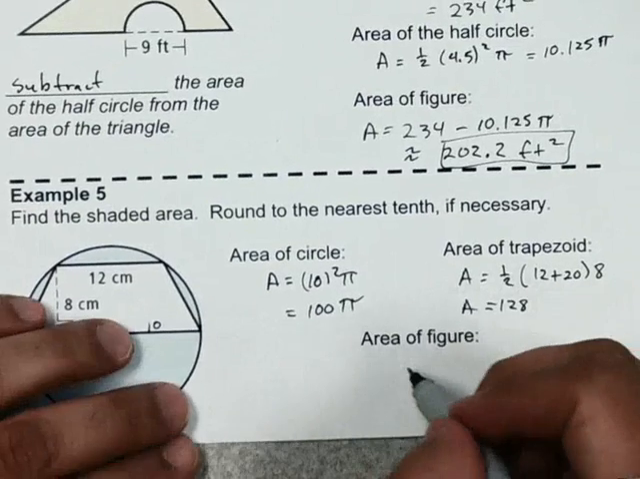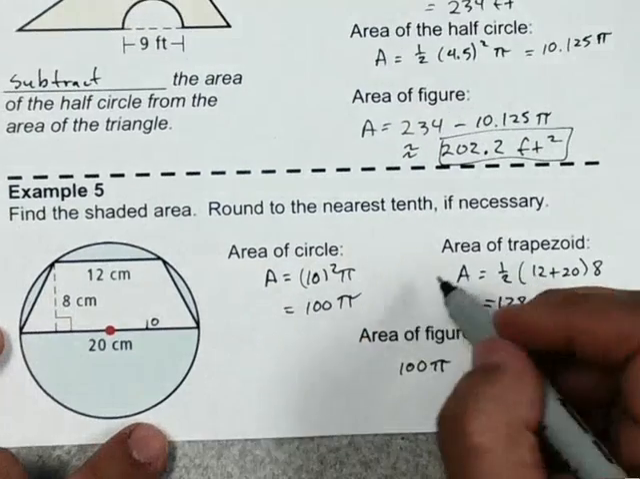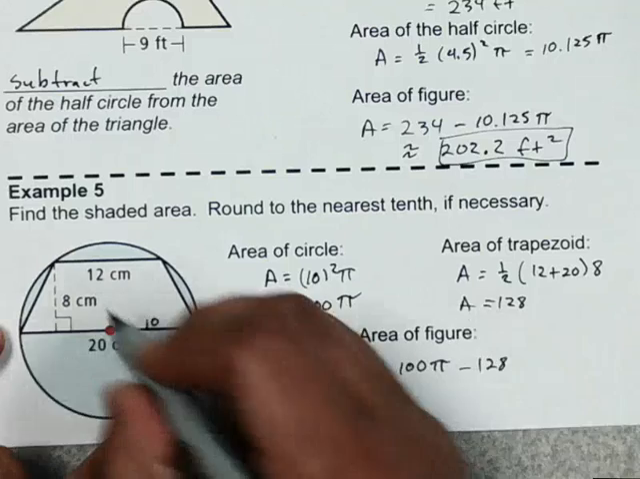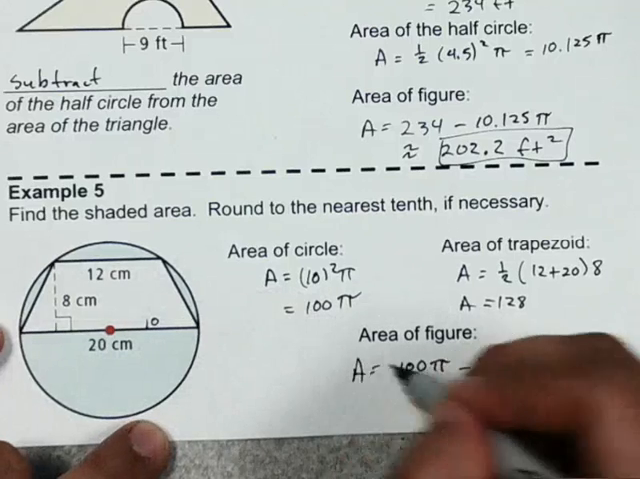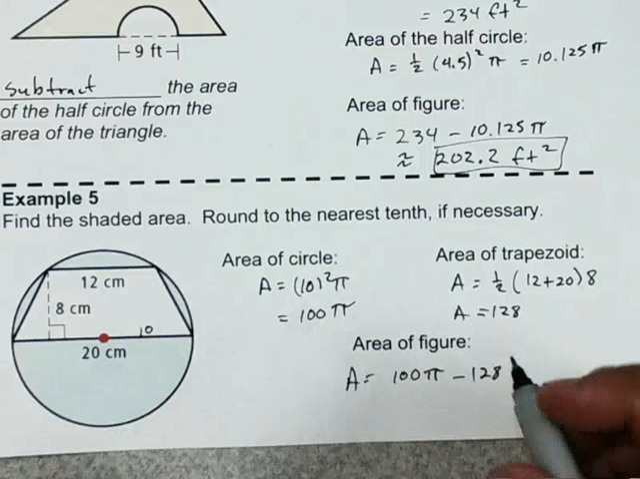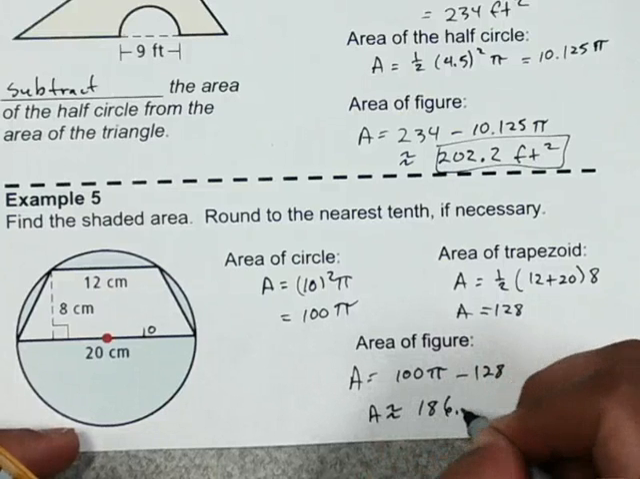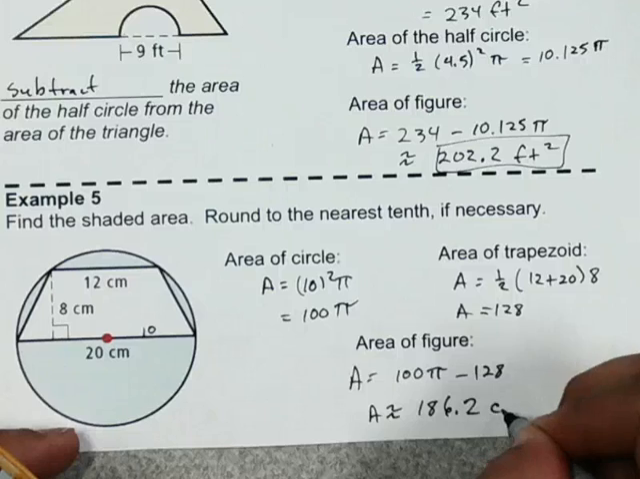So again, I'm going to have to take the 100 pi for the whole circle, and I want to take out the trapezoid. All right, and then rounding to the nearest tenth, that's going to be 186.2 centimeters squared.